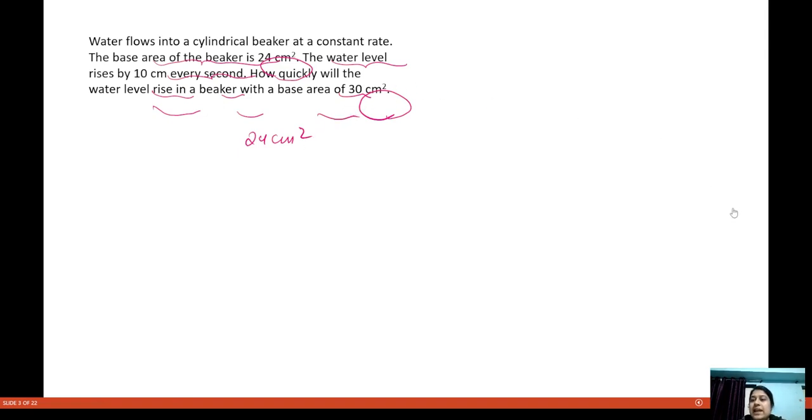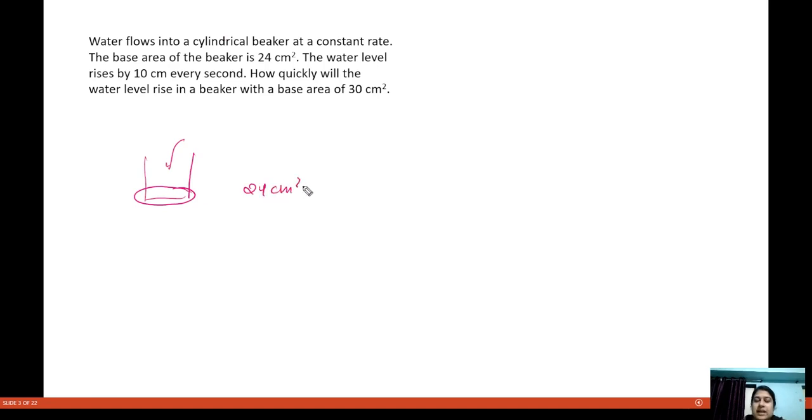Now see what the question is saying, that there is a cylindrical beaker, and in that cylindrical beaker, water is flowing at a constant rate. The base of the beaker is 24 centimeter square, so the area of the base of the beaker is 24 centimeter square. The water level rises by 10 centimeter every second. How quickly will the water level rise in a beaker with a base area of 30 centimeter square?